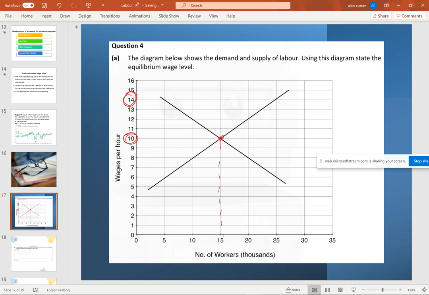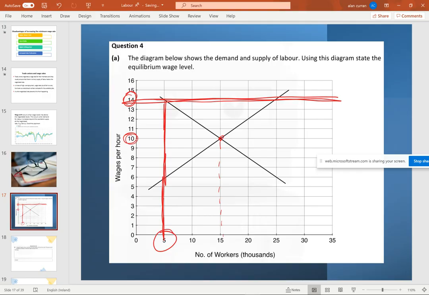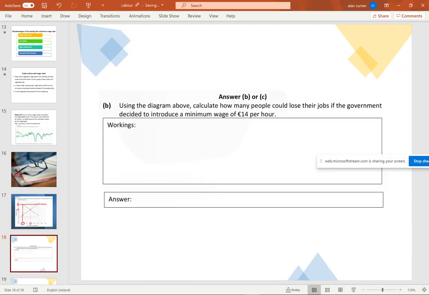If we brought it to 14, here's your minimum wage level now. What's going to happen there? Well, at 14 euros an hour, businesses are only going to demand 5,000 workers. The question asks how many people could lose their jobs if the government decided to introduce a minimum wage rate? Well, let's work it out. This is how many people were employed. This is how many people are employed. So what's the loss? 10,000.